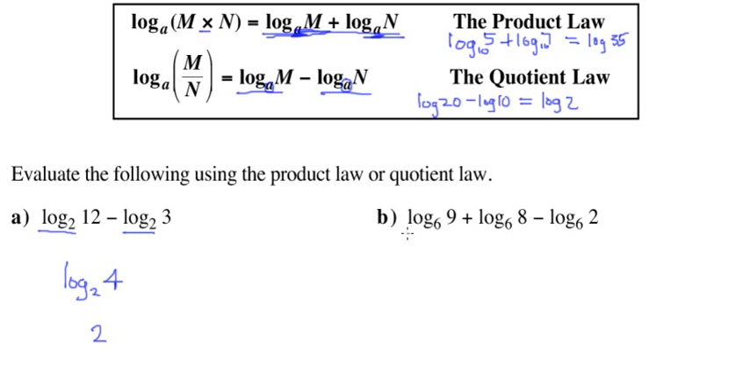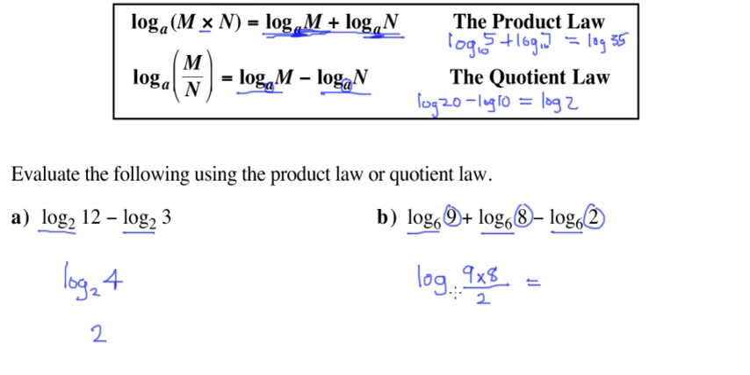Now they give us 3 logs. Base 6, base 6, base 6. Cool, we can combine all these. We can combine all this into a single logarithm. And the product law says the ones that are added together, multiply those numbers. So we go 9 times 8. Right? These logs were added, so we multiply them. This log, the last one, was subtracted, so we divide by it.